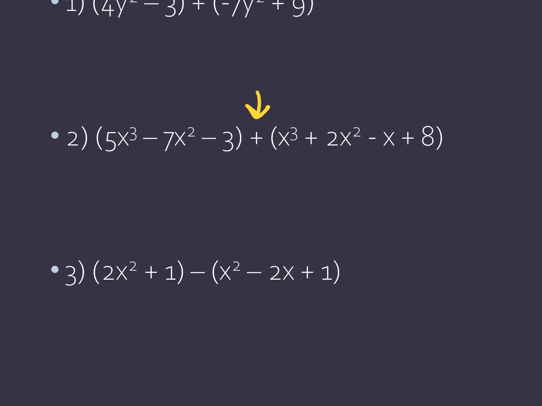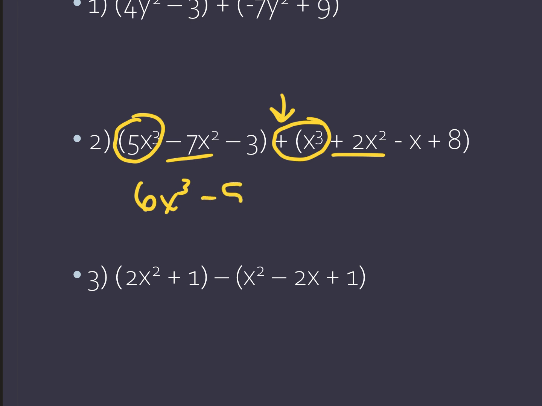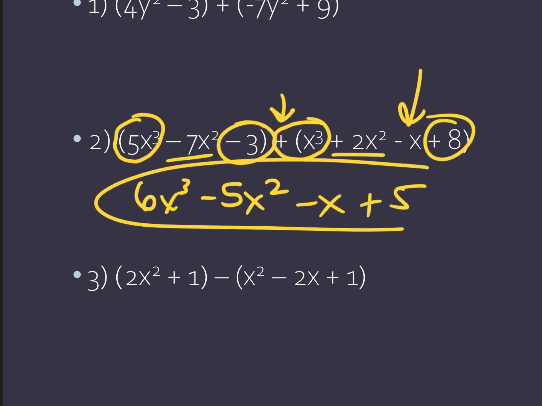You always start with the highest exponent. What is the highest exponent you guys see? X cubed. So I have a 5x cubed here and a positive 1x cubed here. Gives me how many? 6x cubed. My next exponent would be a negative 7x squared plus 2x squared. Negative 5x squared. What comes next? Minus x. Good. Minus x. And then? Plus 5. Perfect. Take your time.